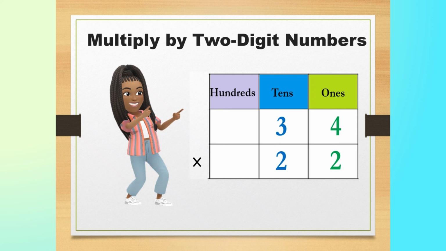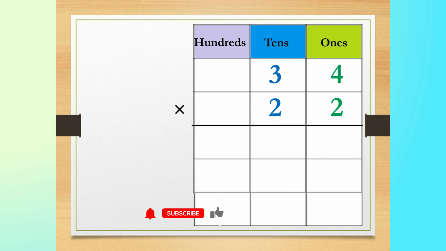Today we're going to master multiplying by two-digit numbers step by step. Once you see the pattern, you will be able to solve these problems with confidence every time. Let's multiply 34 by 22.